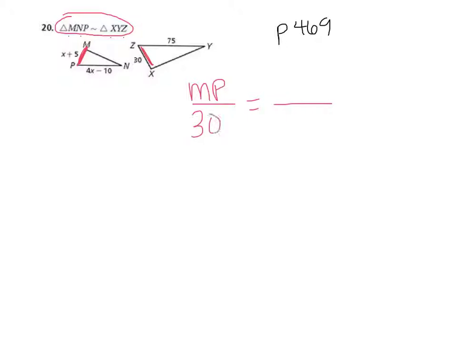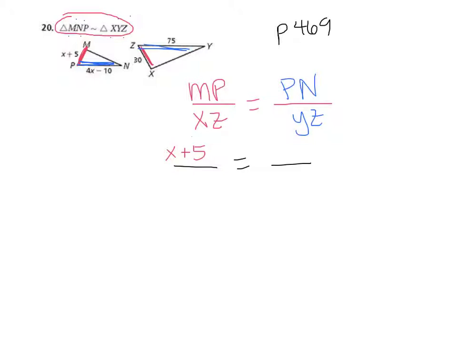So I'm going to ratio MP with XZ, and I'll plug in just a second. The second one I'm given is PN. So side length PN would be the middle and the last letter. It corresponds to YZ in the other triangle, YZ. Now I'm going to go ahead and substitute in, making sure I have the right sides. So I have x plus 5 over XZ is 30. And then I have 4x minus 10 over 75.